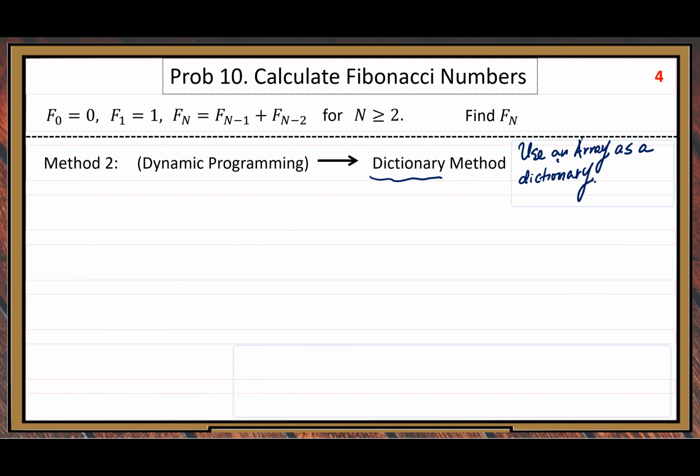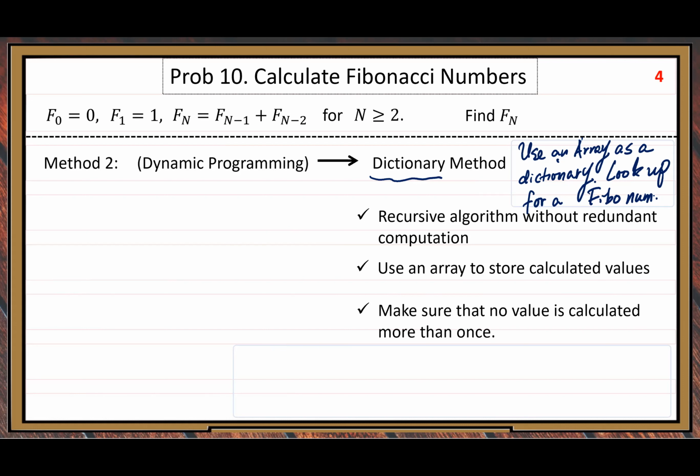Why dictionary? Because we need to look up a calculated number. Lookup. Here, lookup for what? For that Fibonacci number. After we find one Fibonacci number, we store it in a dictionary. We call it a dictionary because later we need to look up one particular Fibonacci number in it. So that's the reason for the dictionary method.